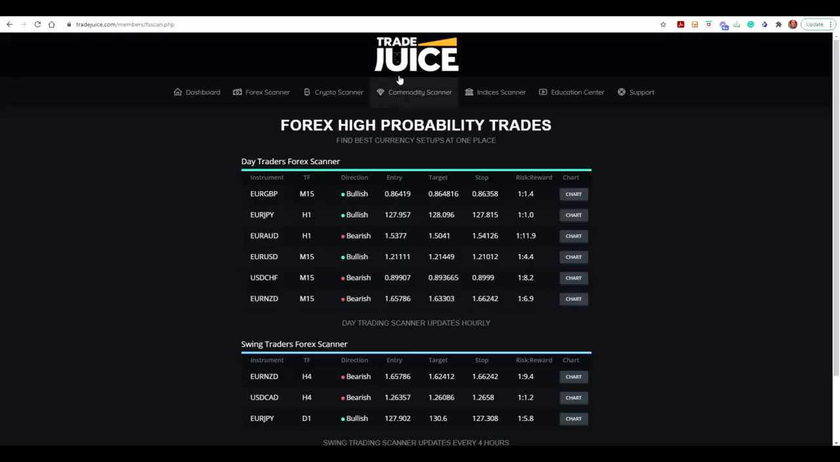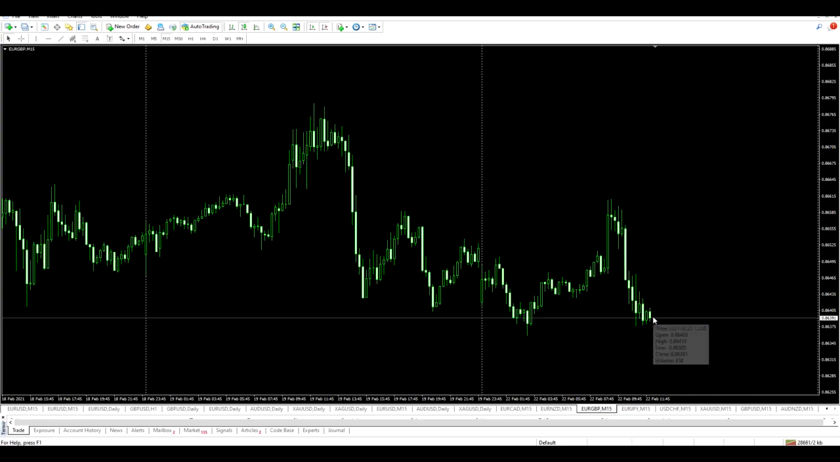Hi guys, I'm on the Tradejuice platform and I see a whole bunch of high probability trades, and I'm going to have a look at entering one now, the euro pound on a 15-minute. I'm going bullish. I've got my entry, target, and stop levels.